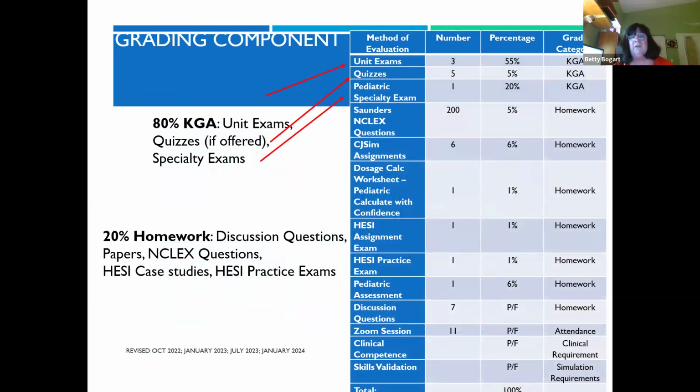Now, if you look at the homework, CJ Sims, NCLEX, and that pediatric assessment project are your 3 big things. So looking at it, every Saunders NCLEX is 1.25%. Every CJ Sims is 1%. And that one project, that pediatric assessment project, is 3 sections, but it's 6%, which is 2% for each one.